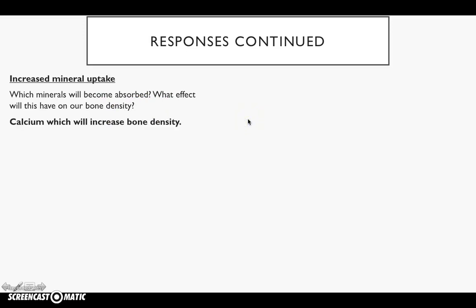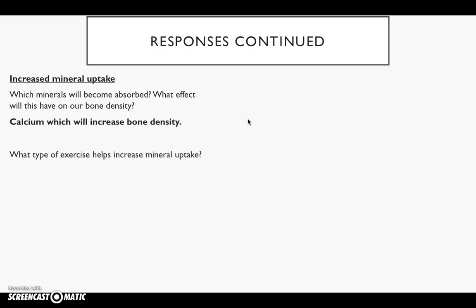So, calcium. The mineral that our bones absorb when we initially start to exercise is calcium. This will increase our bone density. This will make our bones stronger. We start to jog, go on a little bit of a wander around a track, and our body straight away will increase its mineral uptake. It will increase its uptake of calcium into the bones. This will then make our bones stronger and more dense.